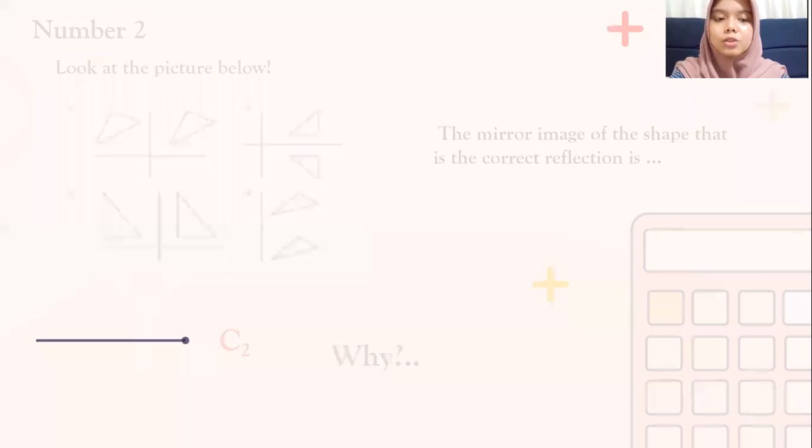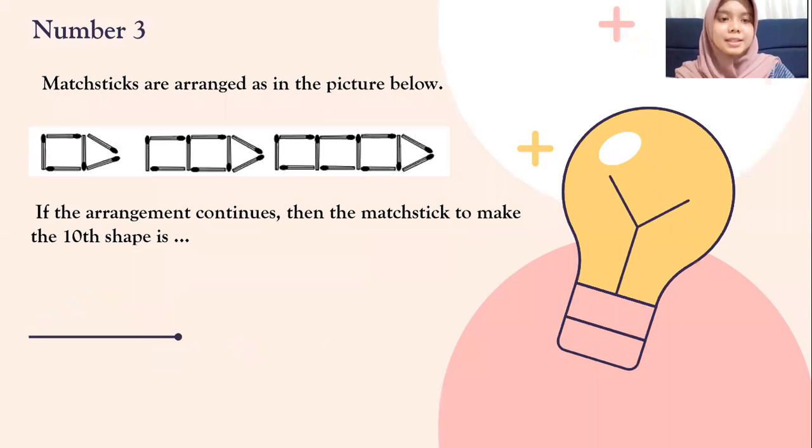And then we go to the next problem. Matchsticks are arranged as in the picture below. There are the first picture, the second picture, and the third picture. And the problem is, if the arrangement continues, then the matchsticks needed to make the 10th shape are. What about this? How about the suitable level for this problem? Yeah, it's C3.